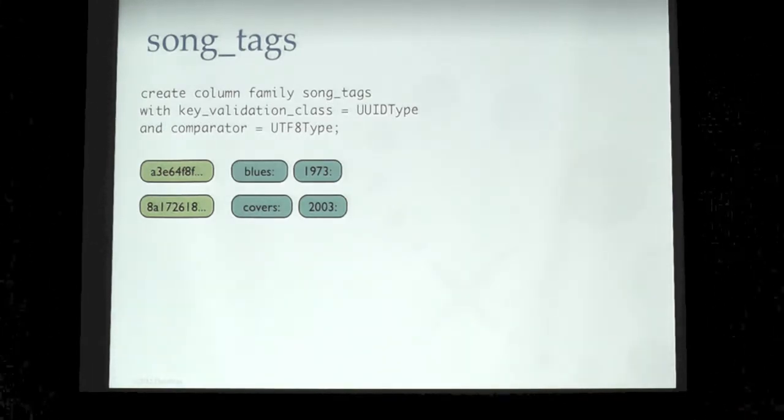The song tags data is going to be more interesting though, because this is what we call in Cassandra a wide row. So each row will have different cells in it this time. What I'm doing here is using the cell name to contain the tag that's associated with the song. So I have cell names blues and 1973 associated with the ZZ Top song from earlier. And then I also have another song with tags covers and 2003. So I don't actually use the cell value at all in this example.